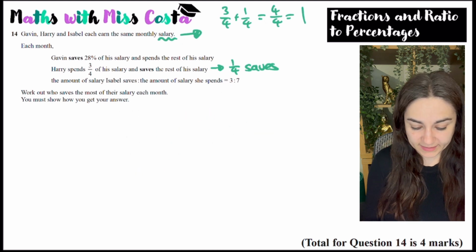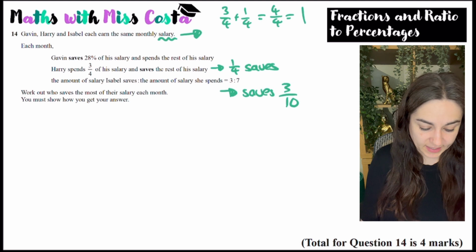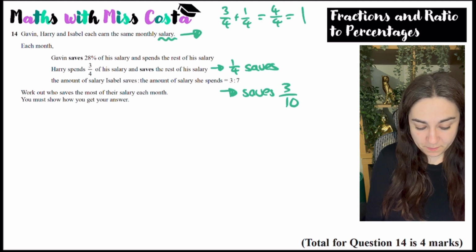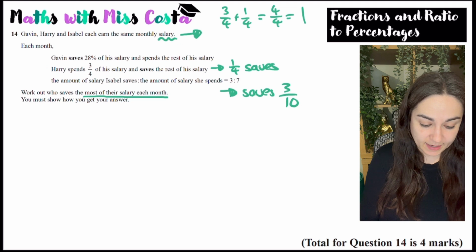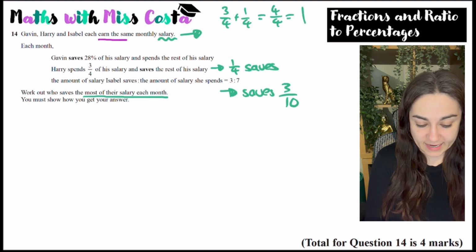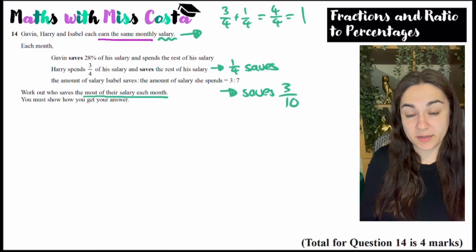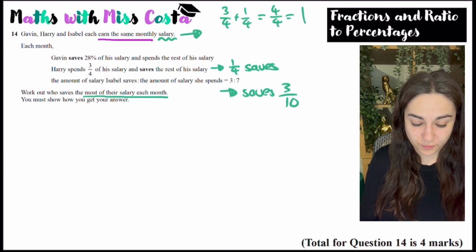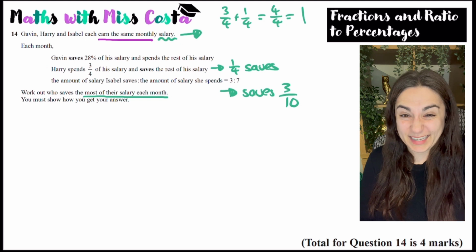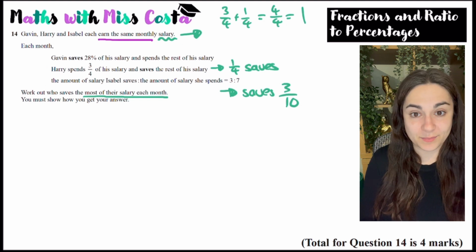So with Isabel, what did we say? She saves 3/10 of her salary. We need to work out who saves the most of their salary each month. We don't know what their salary is, but we know that they earn the same monthly salary. So we could either choose a random number like 100 or 1,000, anything to make life easy for yourself, because it's going to be the same proportionally, or we can just compare them as percentages.